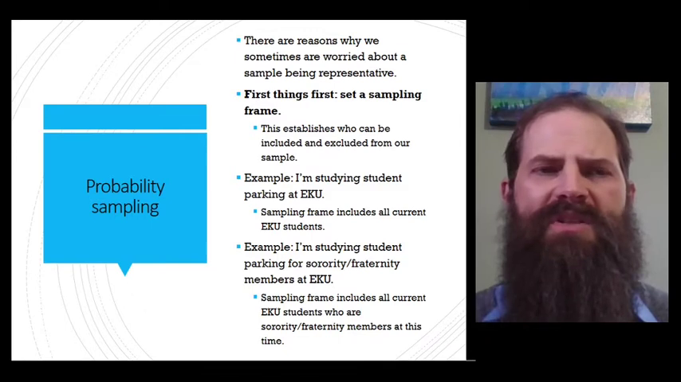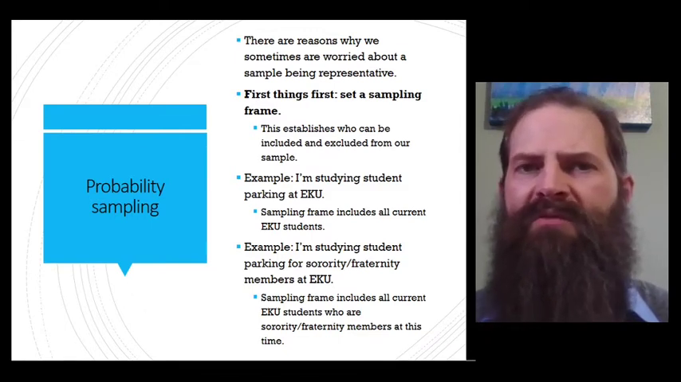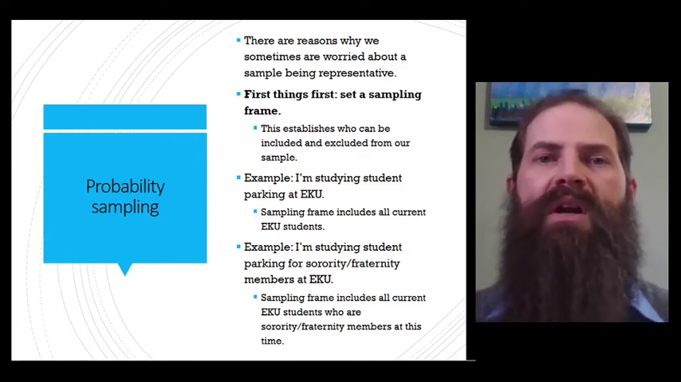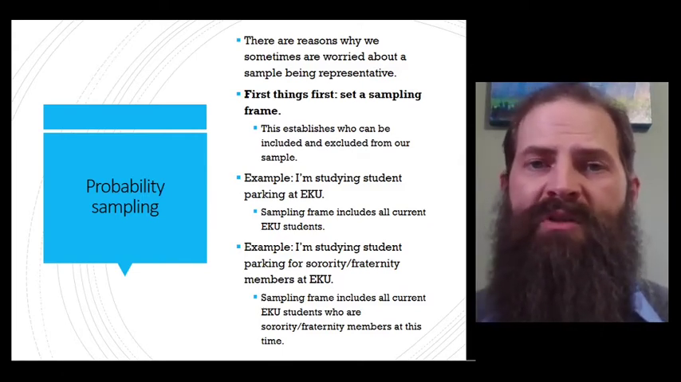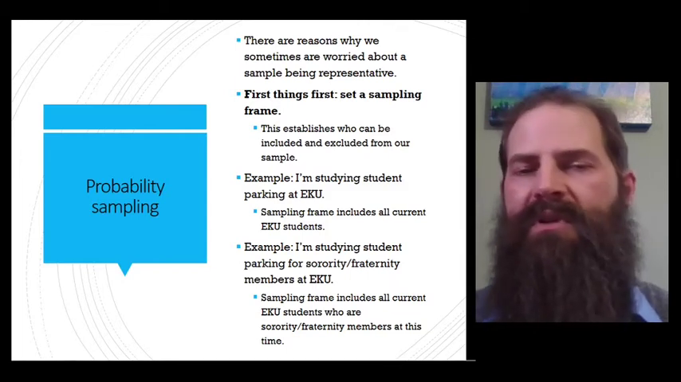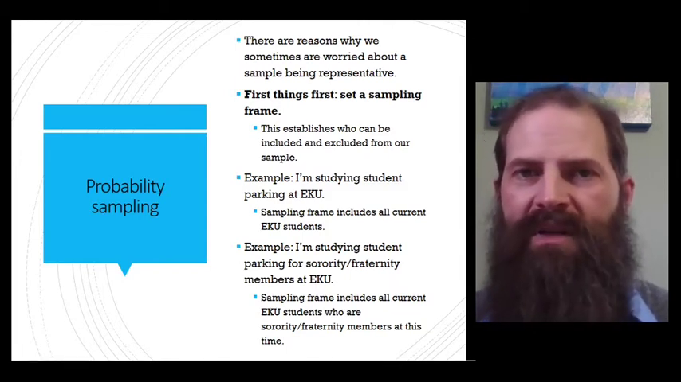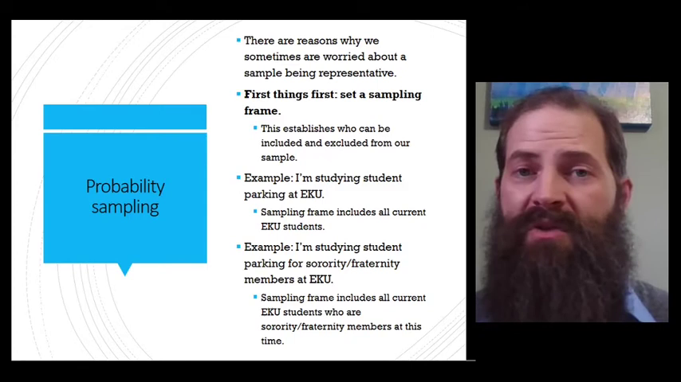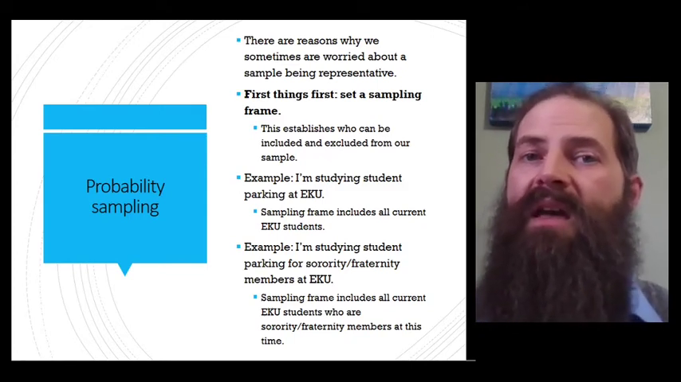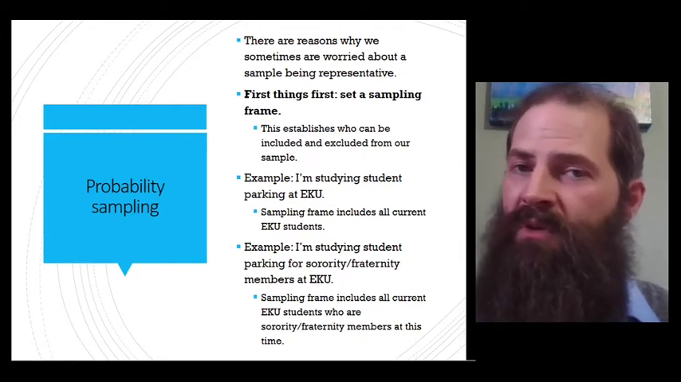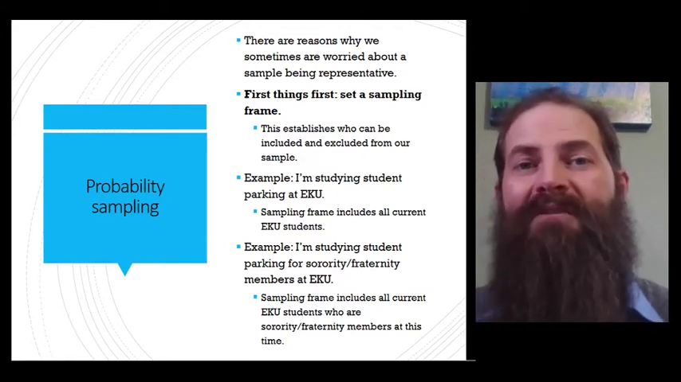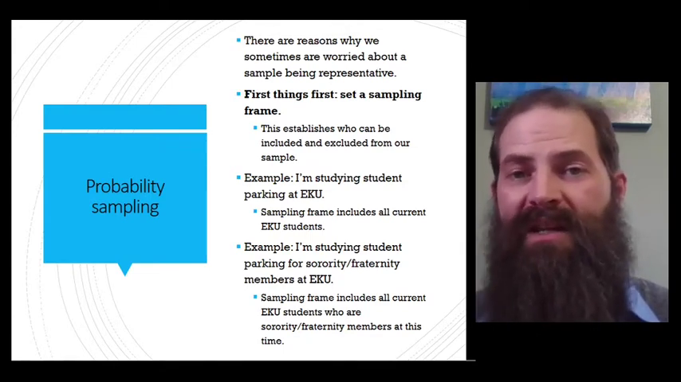Let's pretend that I'm studying student parking amongst a very specific group, sororities and fraternities, for example. So now my sampling frame is going to be all EKU students who are currently a sorority or fraternity member. That means you have to make sure that you are currently enrolled in EKU in any of the categories I mentioned a moment ago, and you're either in a sorority or a fraternity. That's my sampling frame. I've defined here where I'm going to take my sample from.